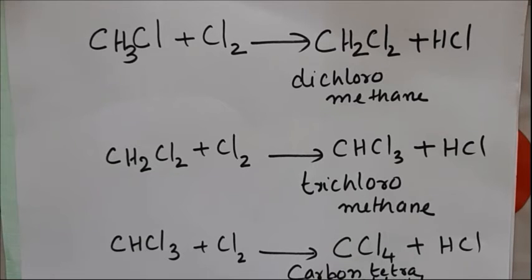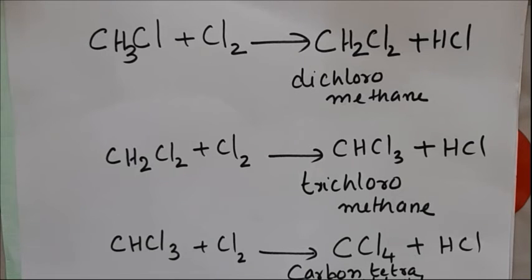Now what happens if the reaction continues? One more hydrogen atom is there to be replaced and the final product after the reaction is CCl4, which is called carbon tetrachloride. So when the reaction between methane and chlorine is conducted in the presence of diffused sunlight, we get a mixture of alkyl halides. So in the case of methane, the 4 products that we get are chloromethane, dichloromethane, trichloromethane and carbon tetrachloride.